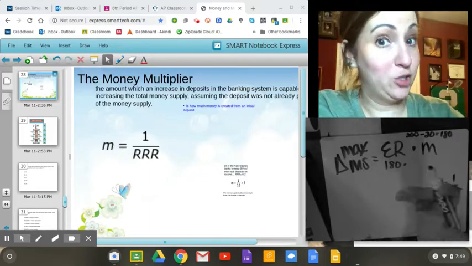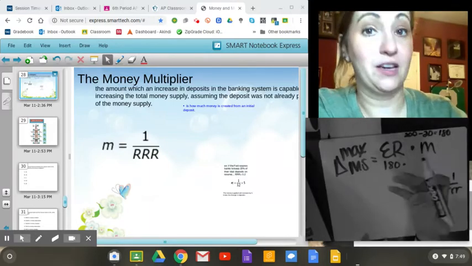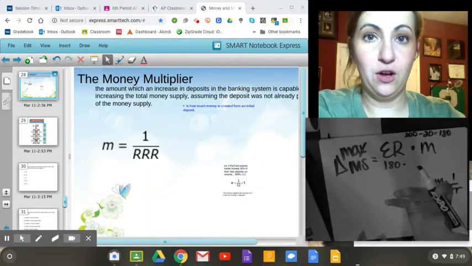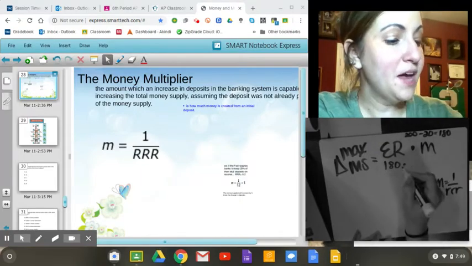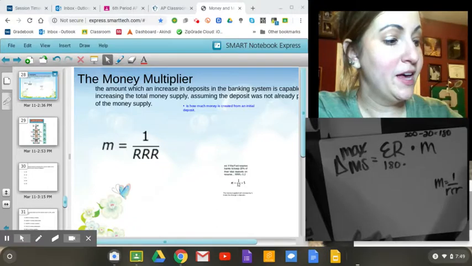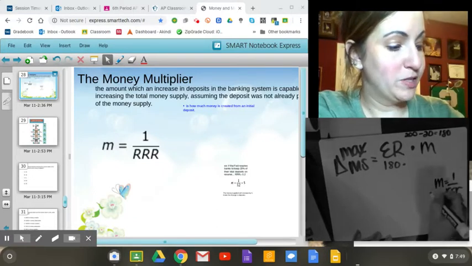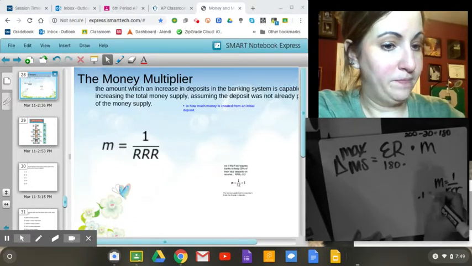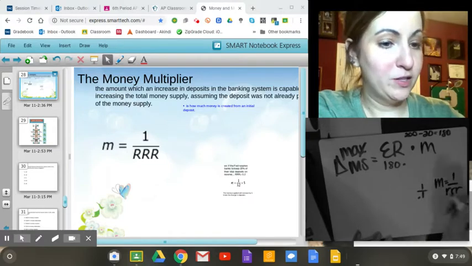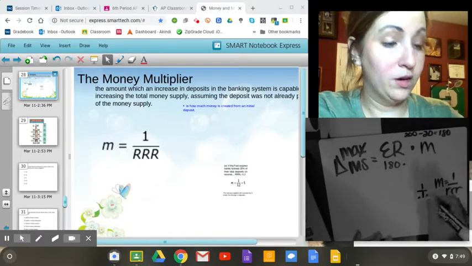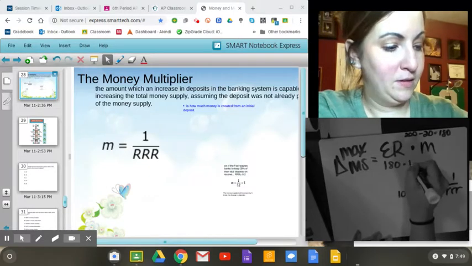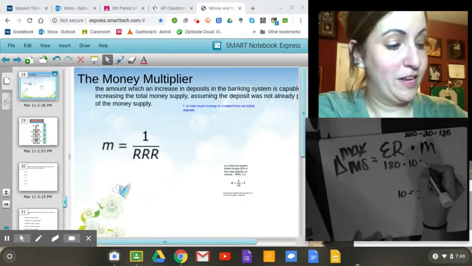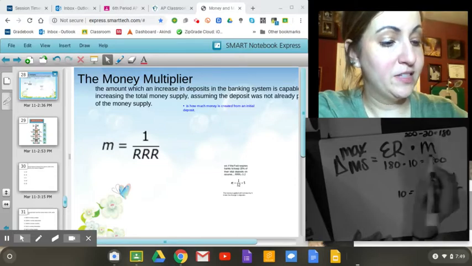They can't touch all $200 of your deposit. They can only touch what is left over after you take out the required reserves. And then you multiply it by that money multiplier. In our example, our required reserves was 10%, so 0.1. And the money multiplier is 1 over RR, or 1 over 0.1, which in this case is 10. So we multiplied 180 times 10, and we got $1,800 is the max change that we're going to have in money supply.